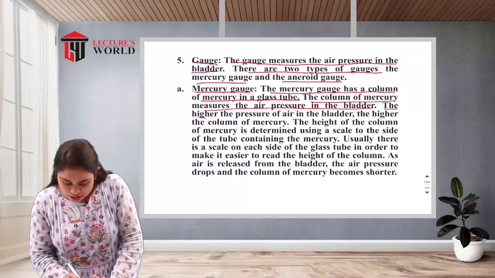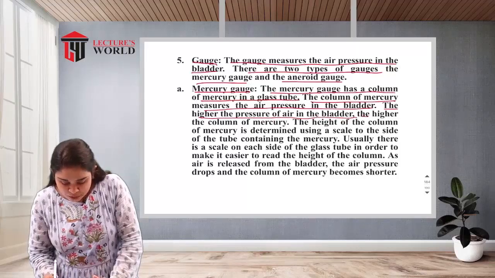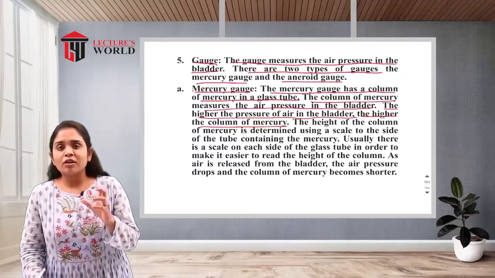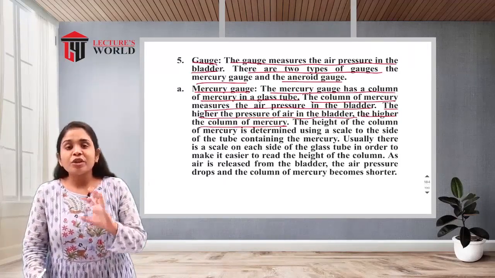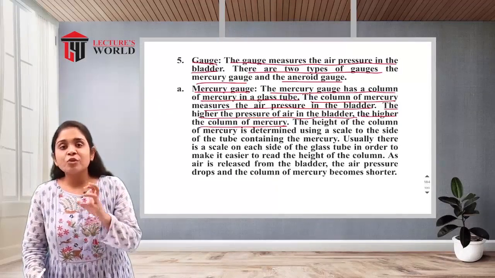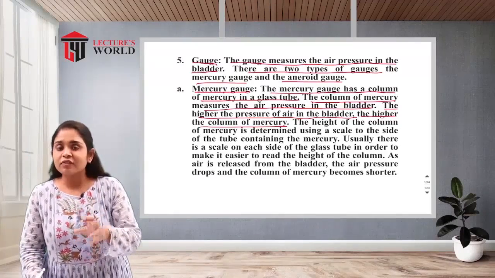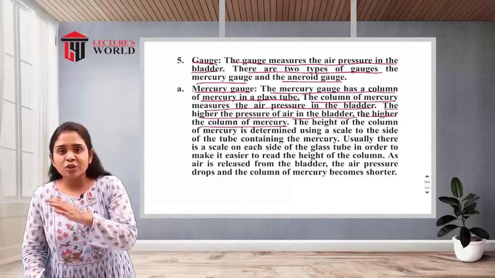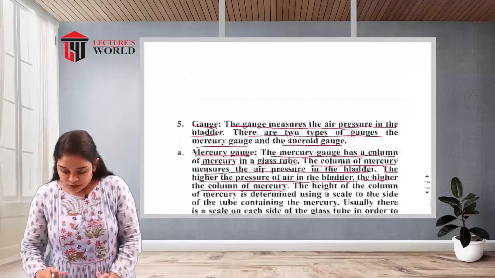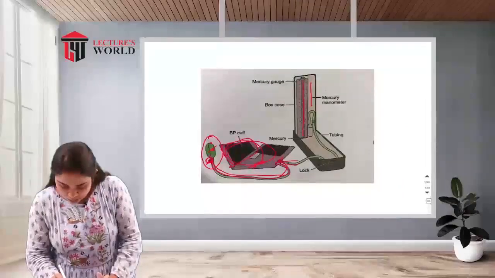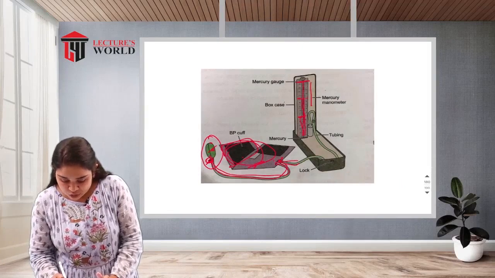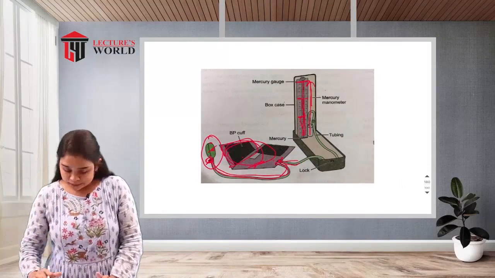The higher the pressure of the air in the bladder, the higher the column of mercury. When you squeeze the hand bulb, the air goes to the BP cuff. According to how much air goes inside the cuff, the column of mercury rises. If you have given a lot of air, the mercury will go to the upper level. If you have inflated only a little, it will rise only a little.